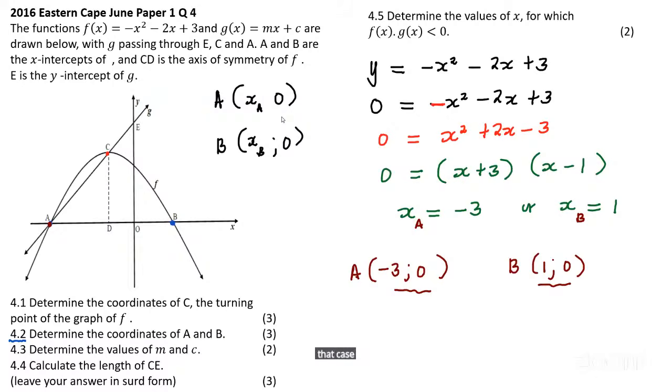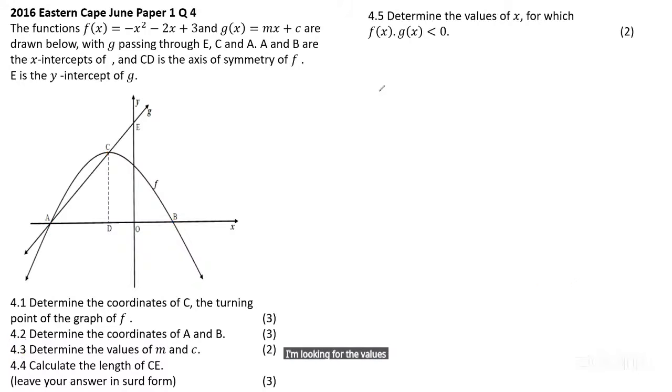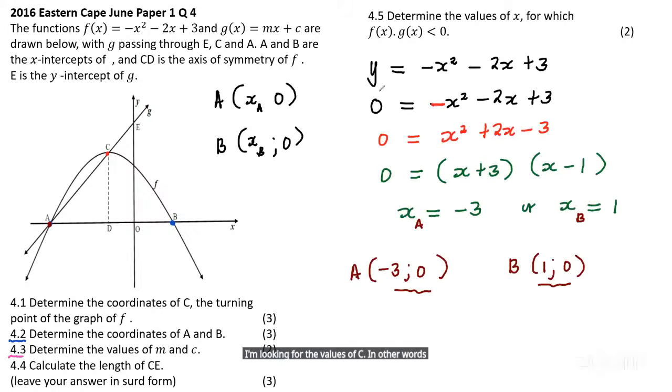I'm ready. I'm looking for 4.3. The values of M and C. M and C belong to the graph of the straight line. So I'm looking for the values of M, I'm looking for the values of C. In other words, I'm looking for the equation of a straight line.